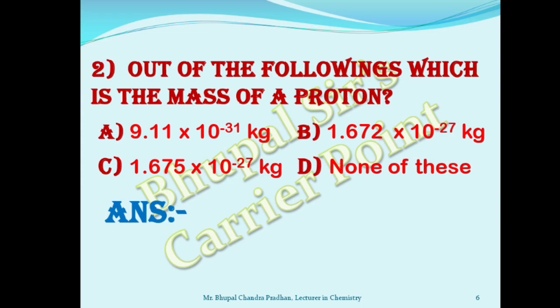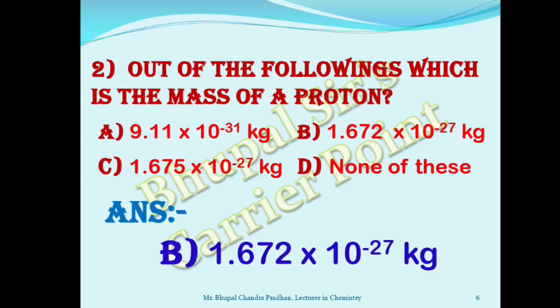As per the question, it is asked to know the mass of the proton. So the mass of the proton is 1.672 into 10 to the power minus 27 kg. That is, option B is the correct answer.